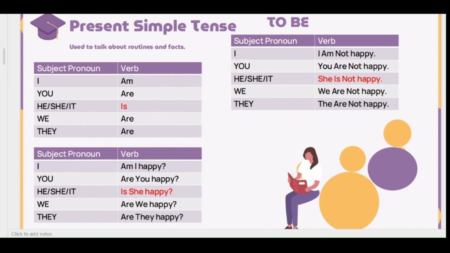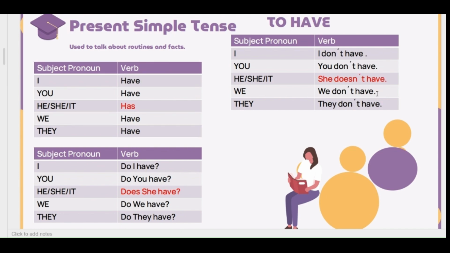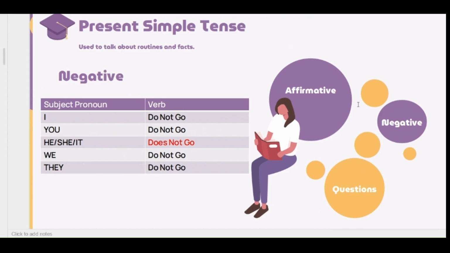And for have, I don't have. So you need the don't here. Or I do not have. You don't have. She doesn't have. We don't have. They don't have. Very good. Now that we've seen the negative structure, do you have any questions?